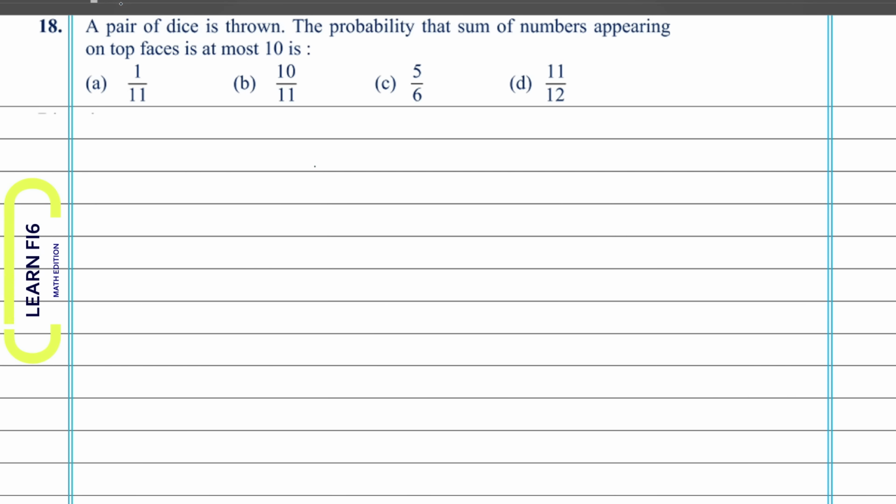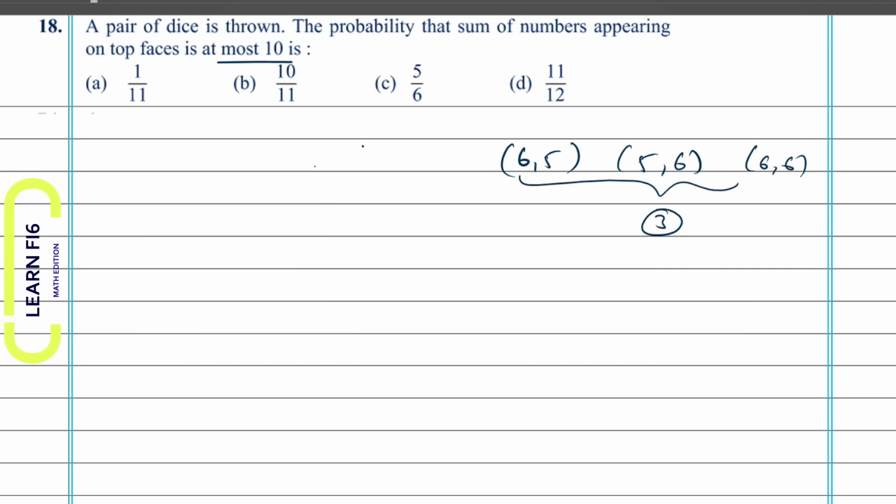A pair of dice is thrown, the probability that the sum of numbers appearing on the top is at most 10. So in this case, we need to find the possible combinations of the dice so that the number appearing on the top should be less than or equal to 10. Instead of directly finding the numbers that lead to less than or equal to 10, we can directly find the combinations which give more than 10. That is 6 comma 5, which gives more than 10, and 5 comma 6, this one gives more than 10, and 6 comma 6 which gives more than 10. So these three combinations give more than 10 as the result.